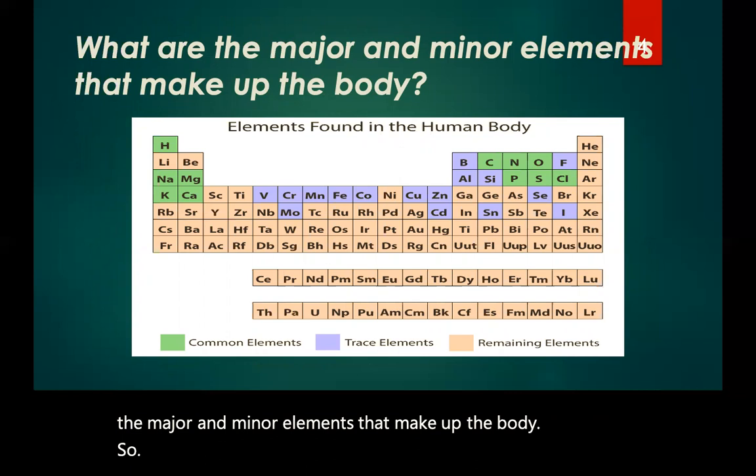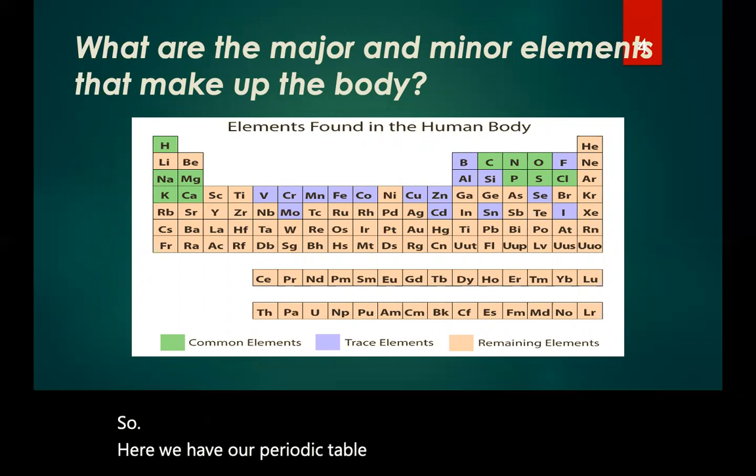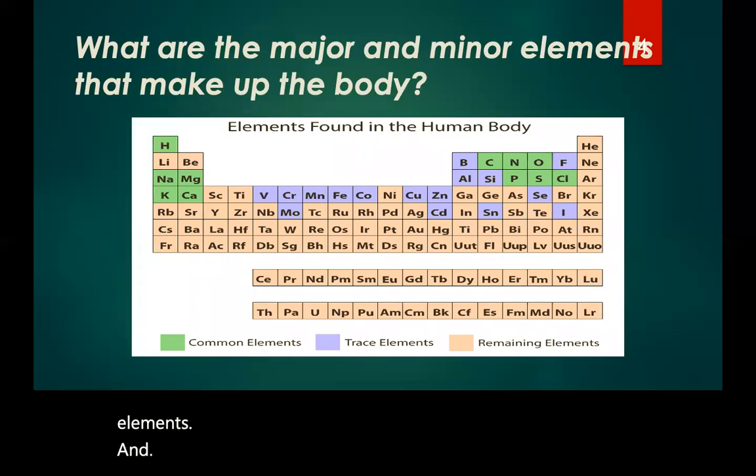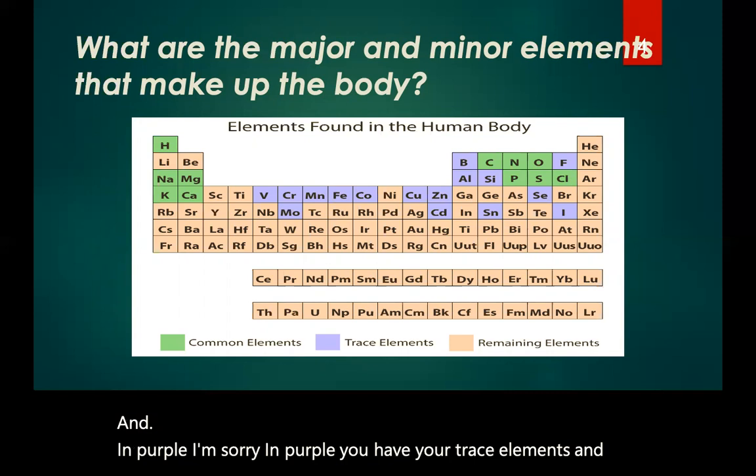Here we have our periodic table. In green, you have your common elements, in purple you have your trace elements, and in pink you have your remaining elements.